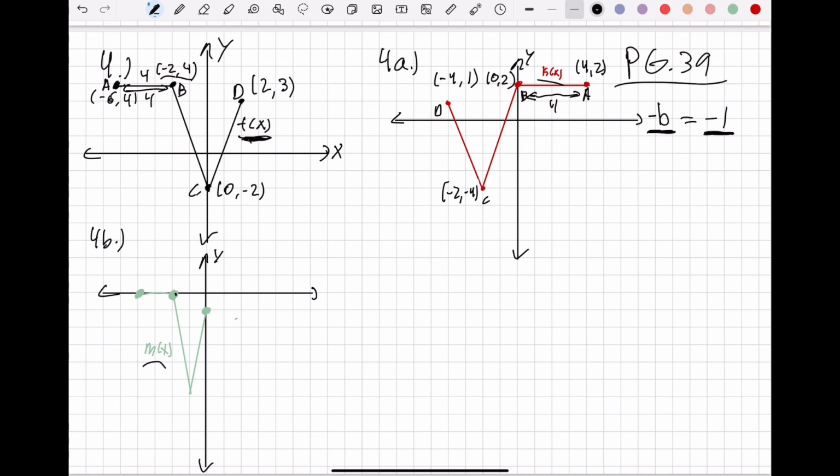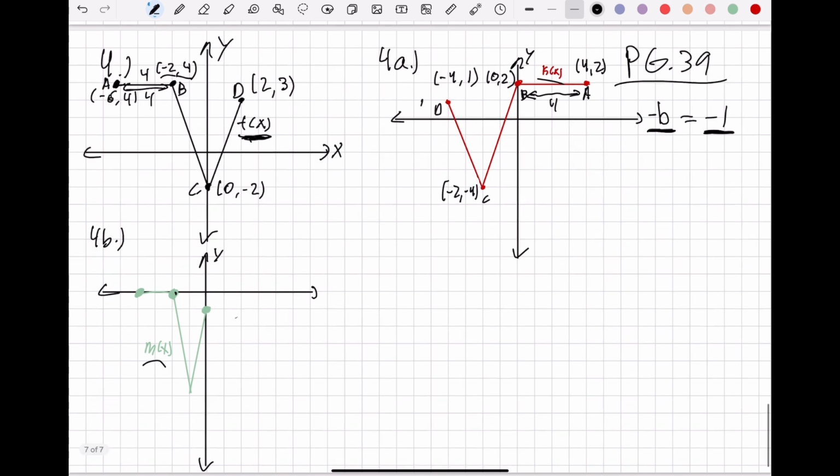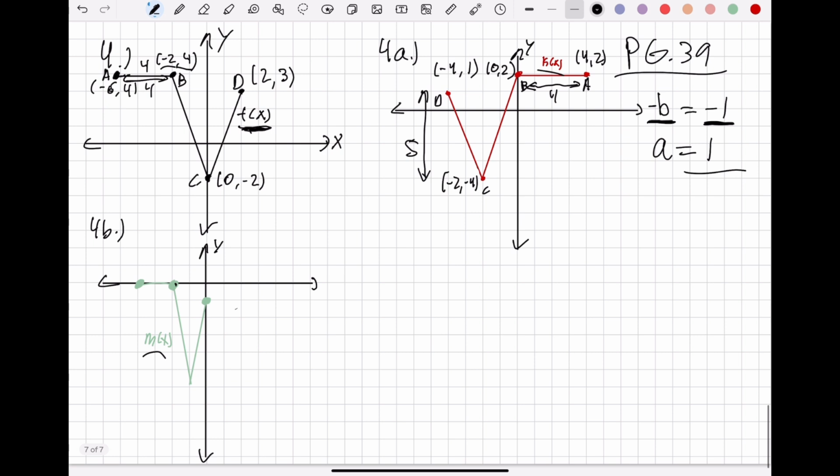So again, we're looking between points D and C. The difference in the vertical is 5. The difference between C and D here is 3 and negative 2, also 5. If we look at the difference between C and D, from negative 2 to 2 is 6. From 4 to negative 2, also 6. Meaning our a value is still just 1.